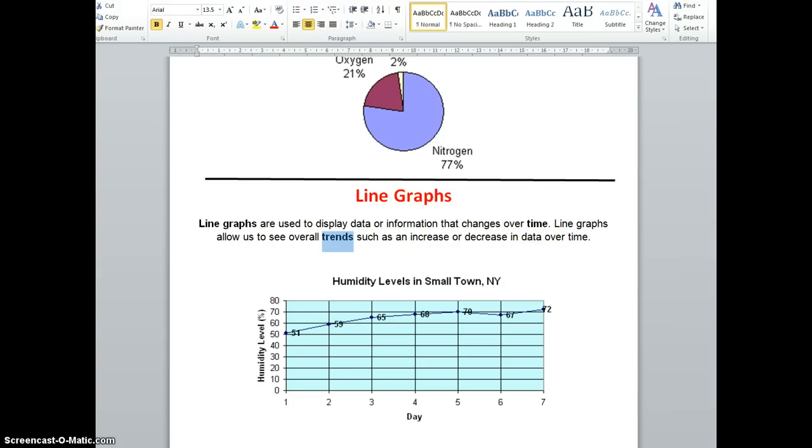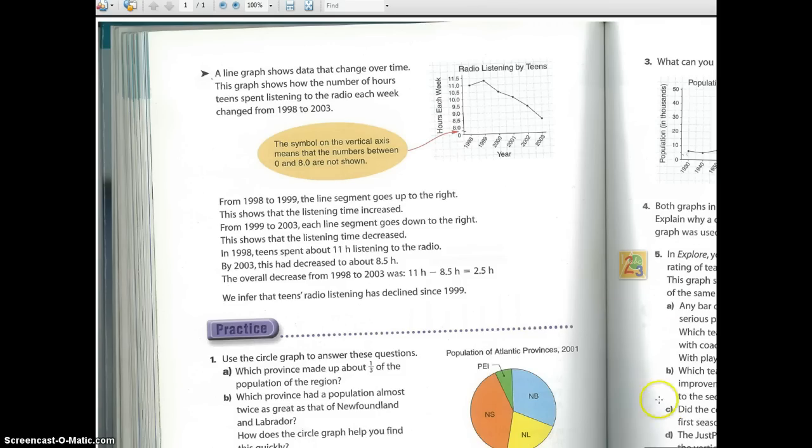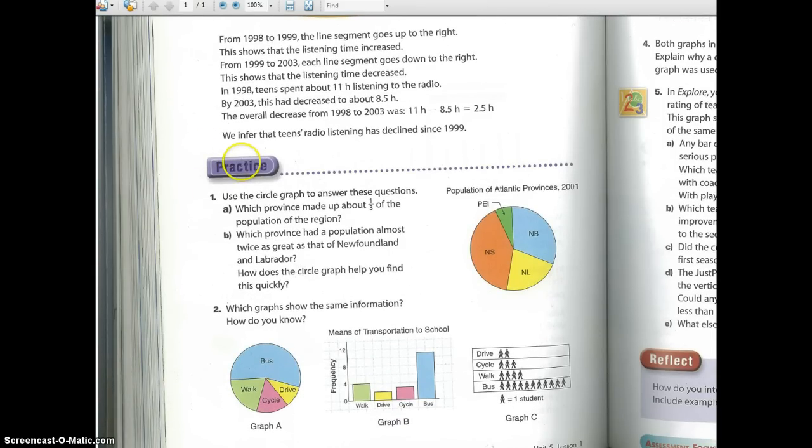All right, let's go to our book here. So here is our book. Let me make this a little bit bigger. 100%. There we go. And I want to look at this question at the bottom here, the practice question. So this question says, use the circle graph to answer these questions. And this is the circle graph. The title is Population of Atlantic Provinces. This is in Canada in 2001. Woo, long time ago. Maybe that's when you guys were born.